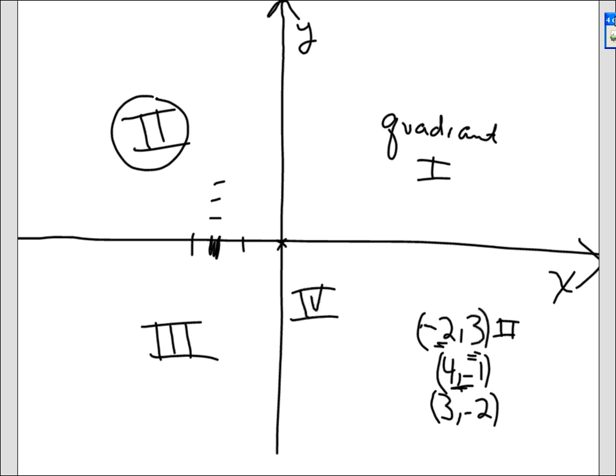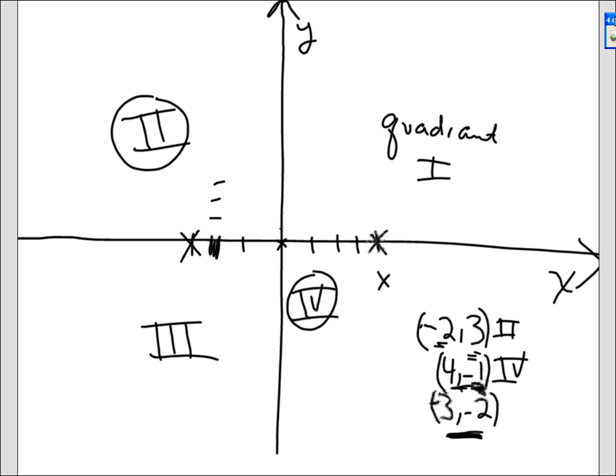(4, -1). You go 4 on the x, which brings you right there. Then you go down 1. That brings you into quadrant 4. (-3, -2).